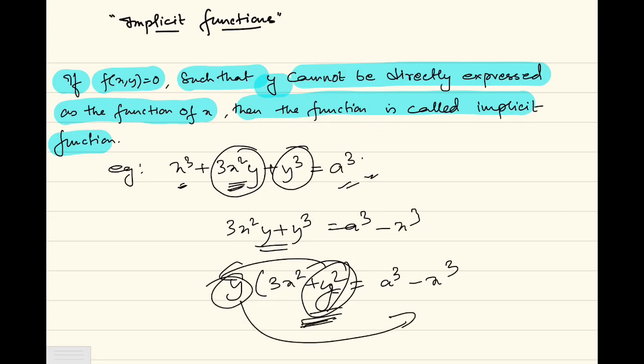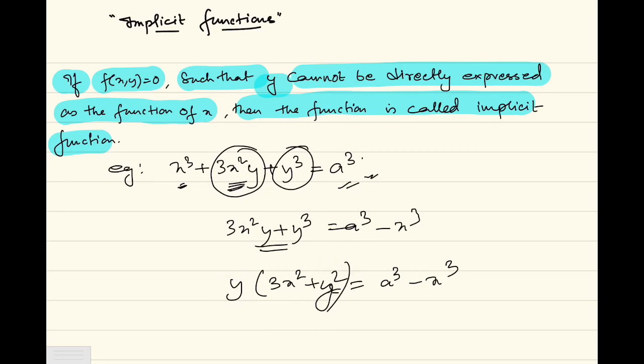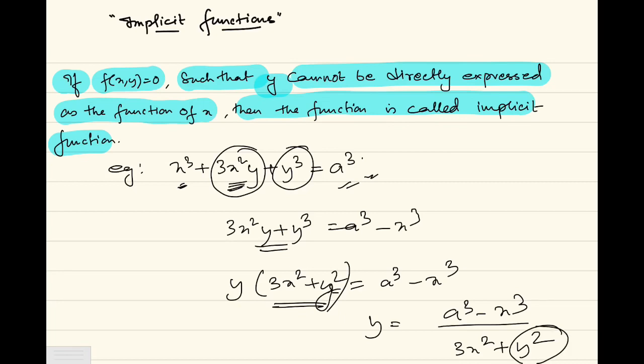Even let me put it this way. If this expression goes down, then what do you get? y will be a cube minus x cube divided by 3x square plus y square, isn't it? There is still y square on the other side, so y cannot be completely separated. Here is a y, there is a y here as well. So such a function is called an implicit function, where you cannot completely separate x and y.